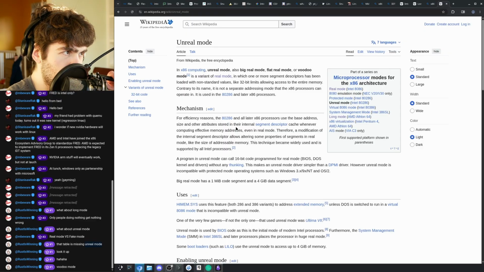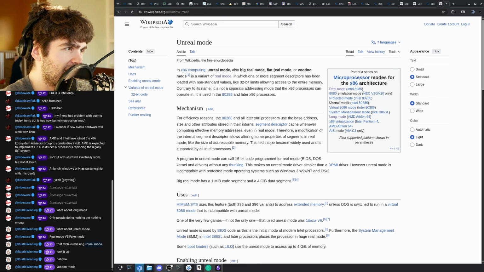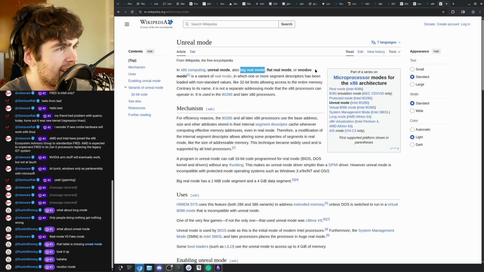Unreal mode also comes as big real mode. Like, what are we talking about? Flat real mode, is that like a joke? What is this?